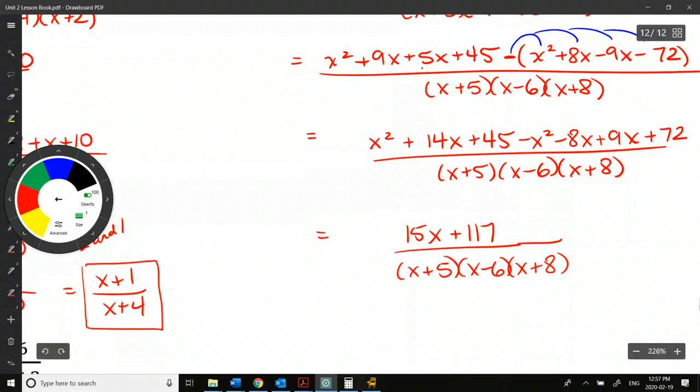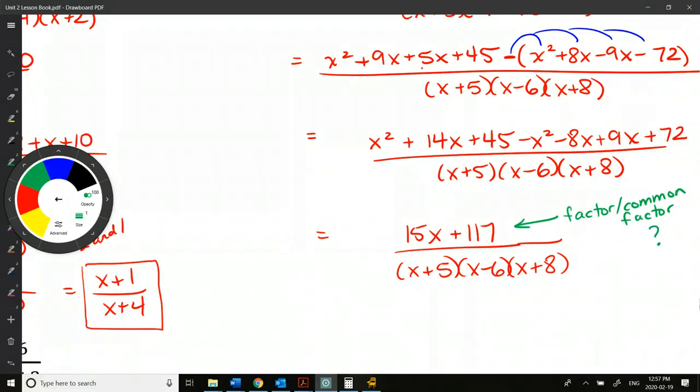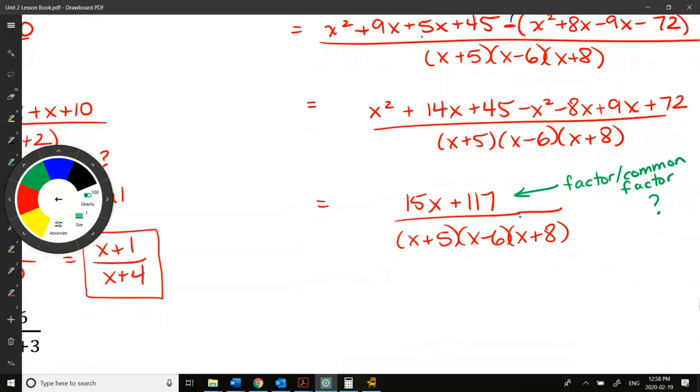Okay, once you've expanded and simplified the numerator, you always want to ask yourself, can I factor or even common factor the numerator? That is the question. So this right here, it's linear, right? It just has a single x in it. I can't factor it, but I could potentially common factor it. Is there anything common between 15 and 117? Yeah, 3. Okay, so 3 we can common factor out, so we'll be left with 5x and 39.